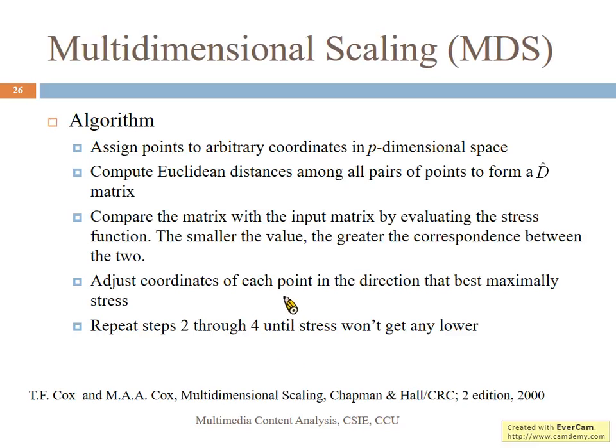So how can we find the lower dimensional representation? The algorithm is like here. The algorithm is actually quite simple. We just assign points to arbitrary coordinates in p-dimensional space. That means we just randomly assign the position of Boston, of New York, of Washington D.C. in the p-dimensional space. Here p is set to 2 in this case.